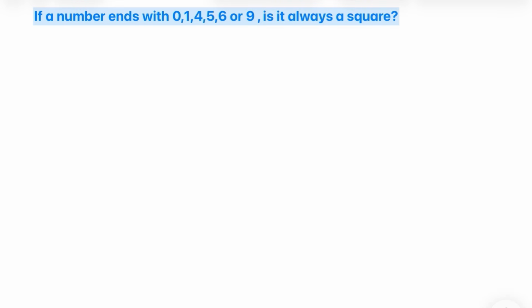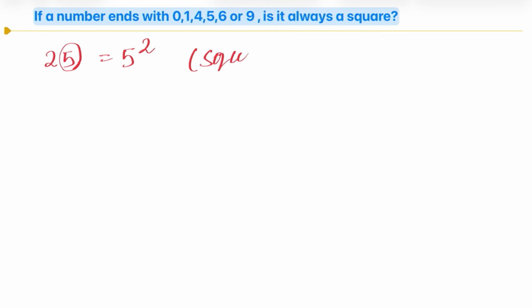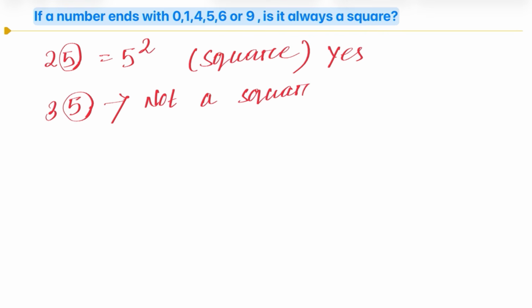Here is a question. If a number ends with 0, 1, 4, 5, 6 or 9, is it always a perfect square? Let's find out. For example, if we take 25, this is square of 5. So in this case, answer is yes. But if we take another number 35, this is not a square number. So here answer is no.